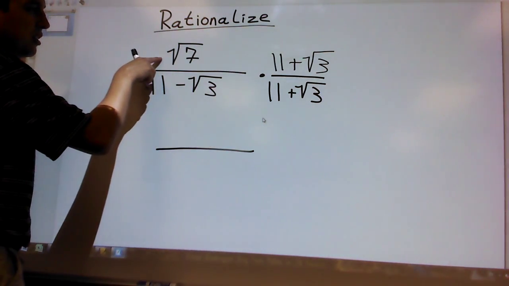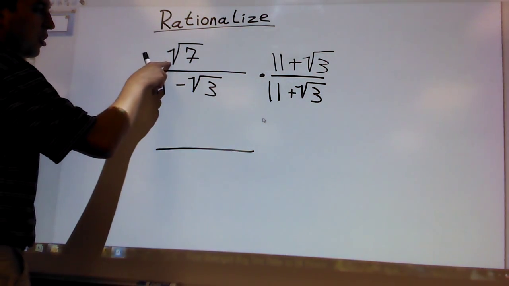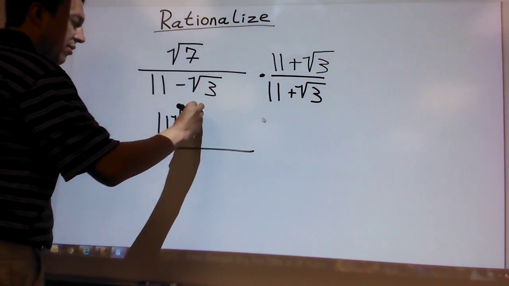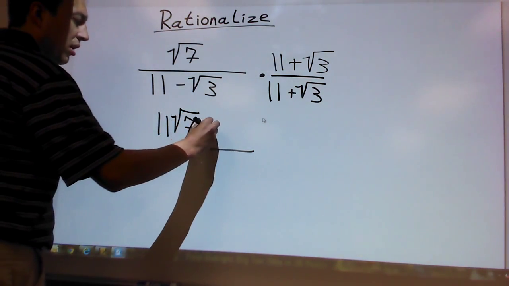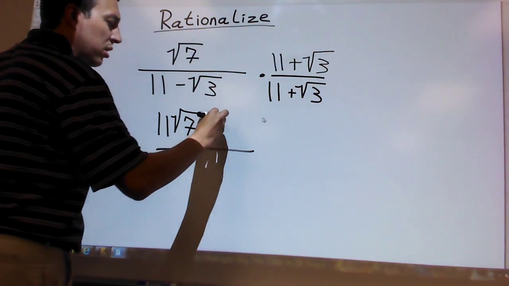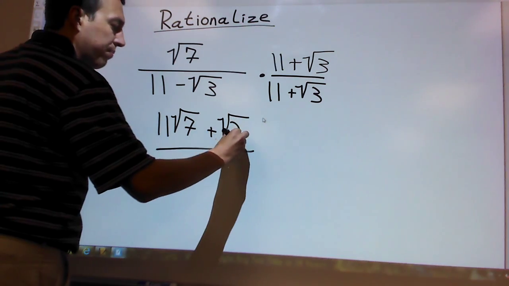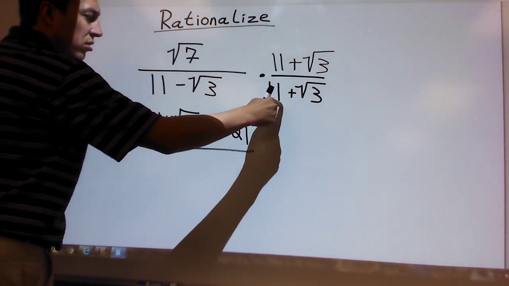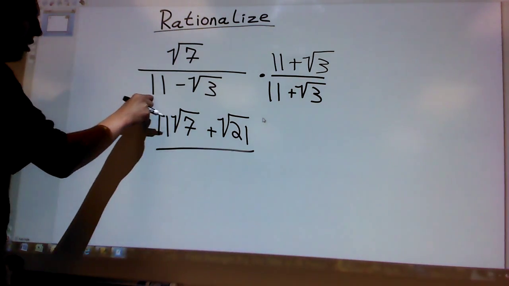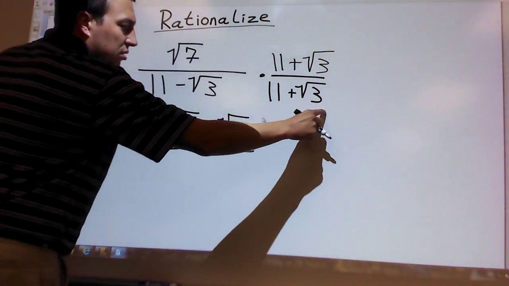The numerator is not that hard. Square root of 7 times 11 is 11 square roots of 7 plus square root of 7 times the square root of 3 is the square root of 21. This we have to multiply out or FOIL. 11 times both of these.